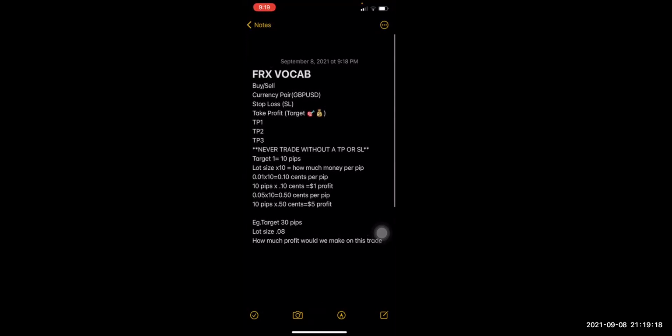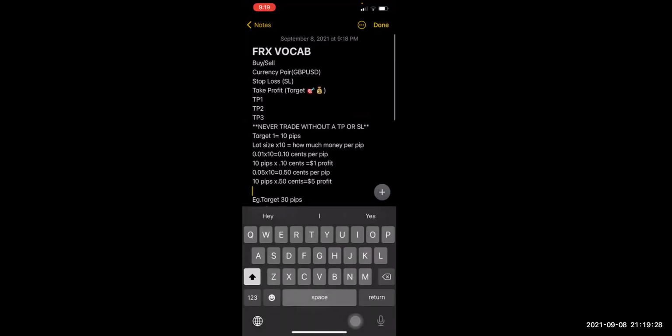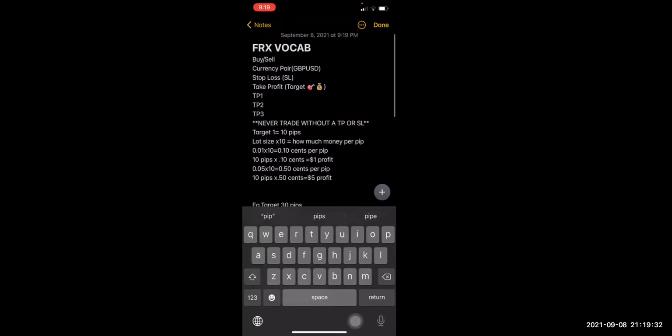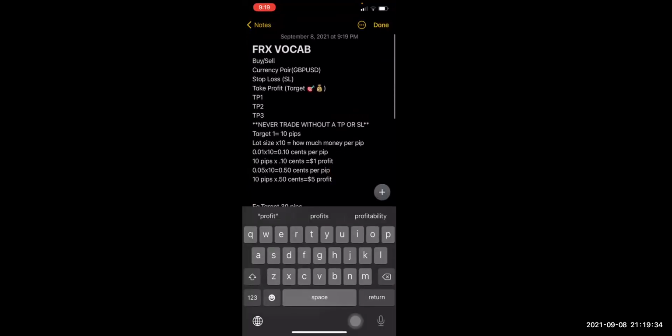All right. These are the terms everybody has got to get familiar with, because this is information you're going to need to know. When you plug these things into your MetaTrader, these are the things that are going to make sense. You're going to need to understand this so you can profit. Okay. So TP1, TP2, TP3, these are all targets.